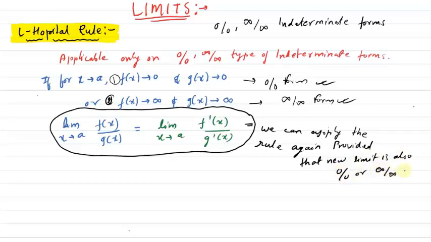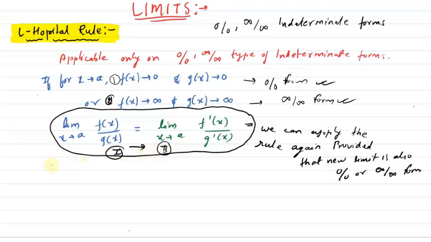That is, the first equation we were having is limit x tending to a f(x) by g(x). If it was 0 by 0 or infinite by infinite, we would write it as this second type. Now again, if the second also comes out to be 0 by 0 or infinite by infinite, we can again apply the LH rule there.